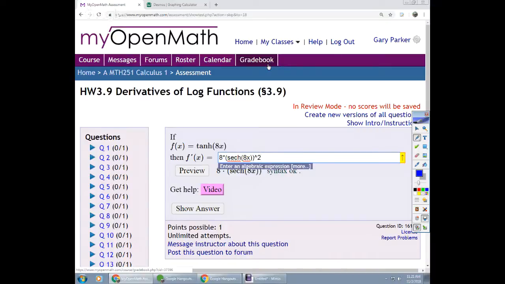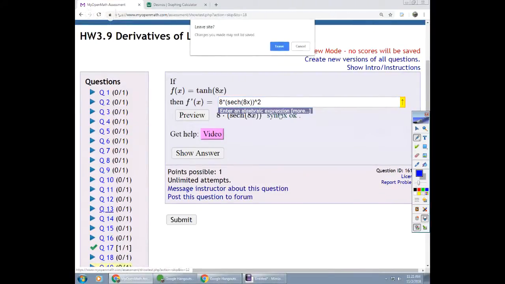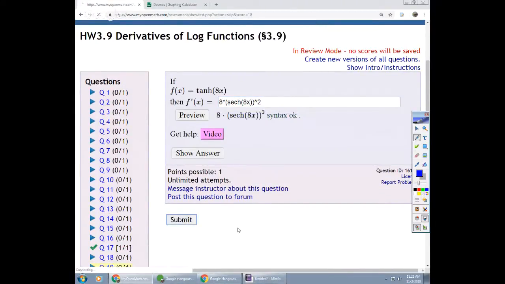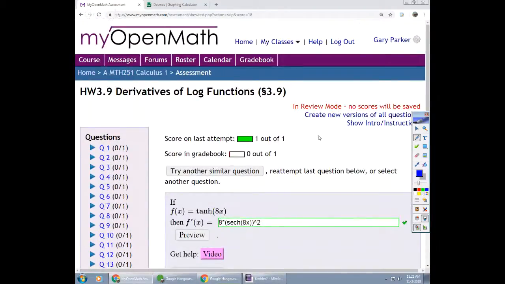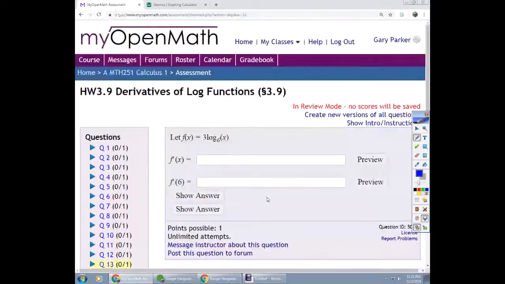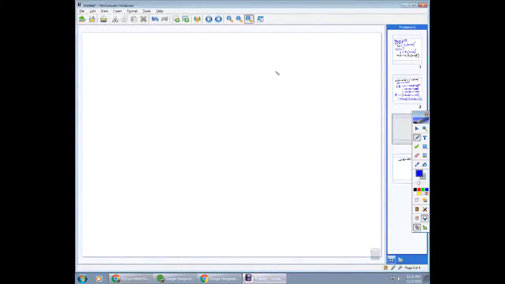Yeah, 13. All right, on this same section? Yeah, 13. See, I should submit, see if I get it right. Yeah, I get it right. But it didn't correct it because I'm the teacher and it's in review mode. 13, 3 times log base 6 of x. Certainly. There's two ways to do this one.